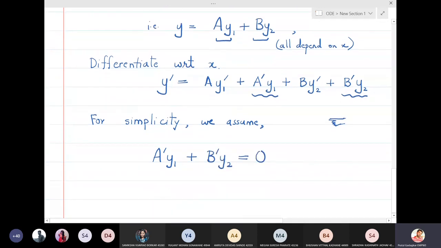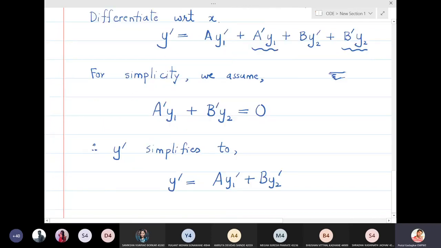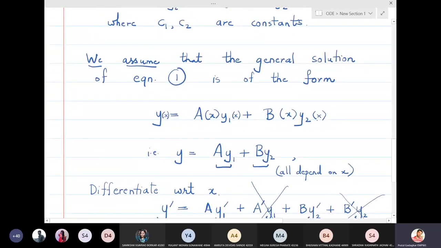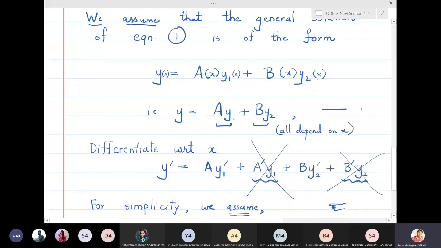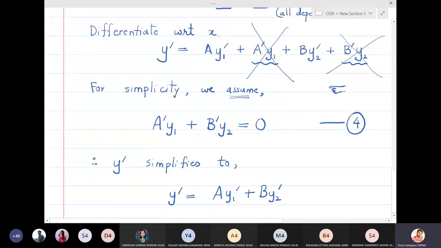If their addition is equal to zero, therefore y dash will become small now. y dash simplifies to y dash is equal to a y1 dash plus b y2 dash. So this becomes a simple expression for y dash, because these two terms have gone away by our assumption. Let me label the steps again. This is equation 1 and 2 is this. Let me call this 3. Let me call this 4.